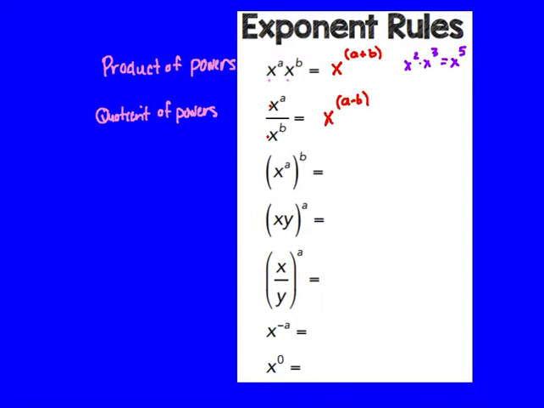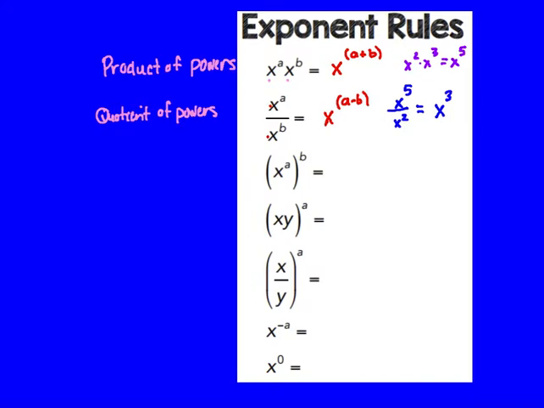So an example of this would be if I had x to the 5th power divided by x to the 2nd power, because that would mean that I have 5 x's on top and only 2 x's on the bottom. So 5 minus 2 would leave me with x to the 3rd power because I would subtract 5 minus 2.